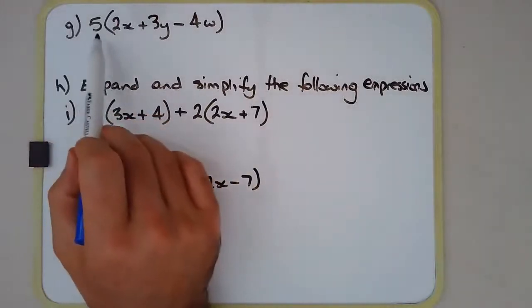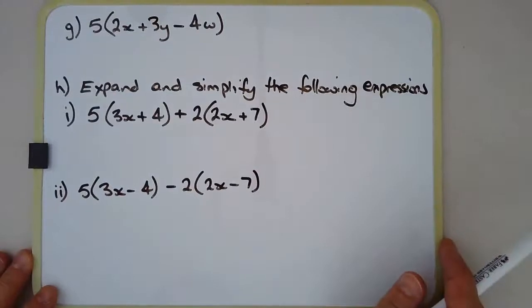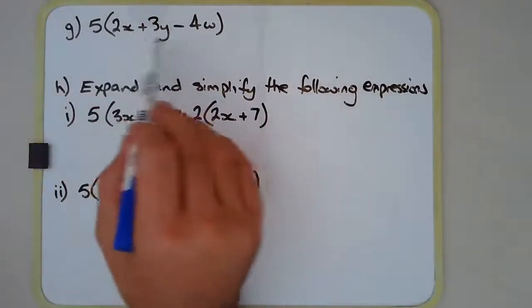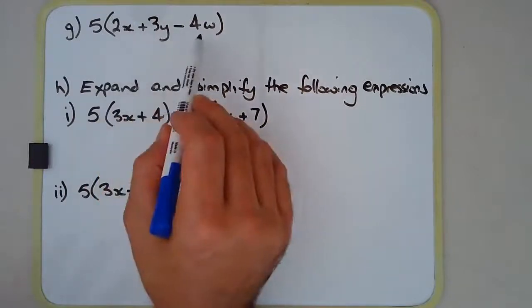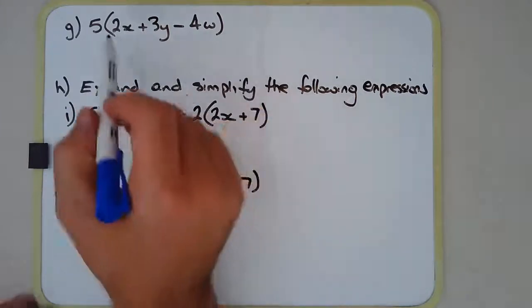What about part G, where we have 3 terms inside the brackets? Does the same rule apply? That's like the example I did with the 3 counters, the red, the green, and the yellow counter, and you have a blue counter on the outside. Of course it will work.